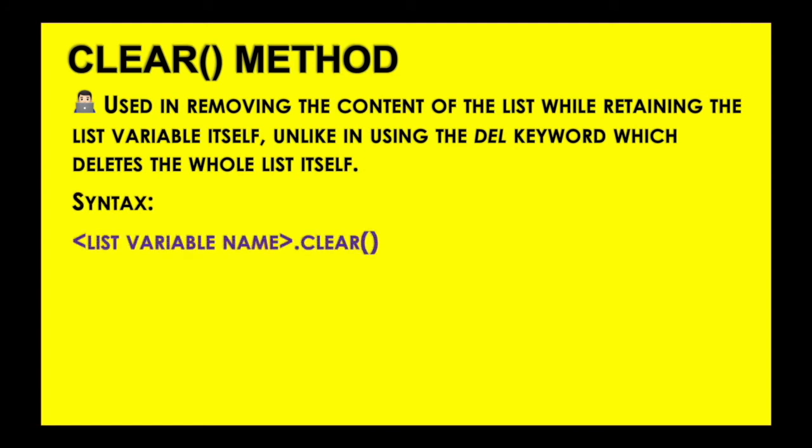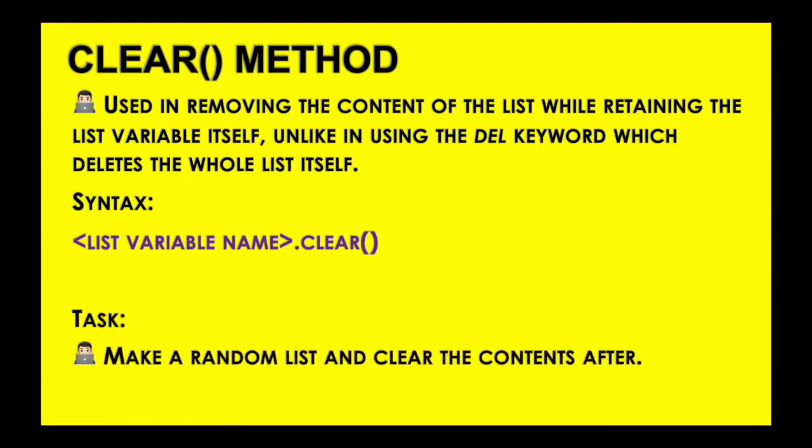For the syntax, just write the list variable name, then .clear, open and close parentheses, and write nothing inside the parentheses. Okay, so for our task, make a random list and clear the contents after. So use the clear method. So let's go now to our Jupyter notebook.